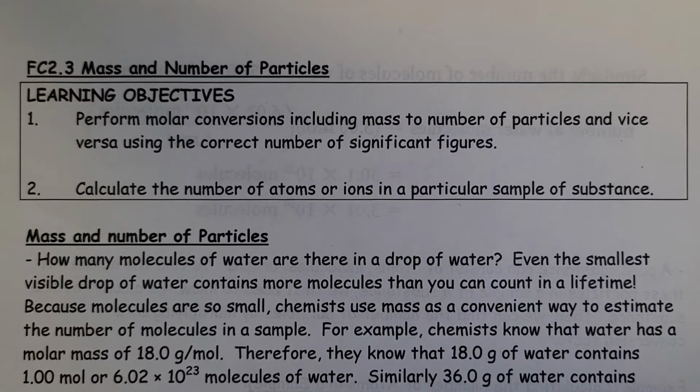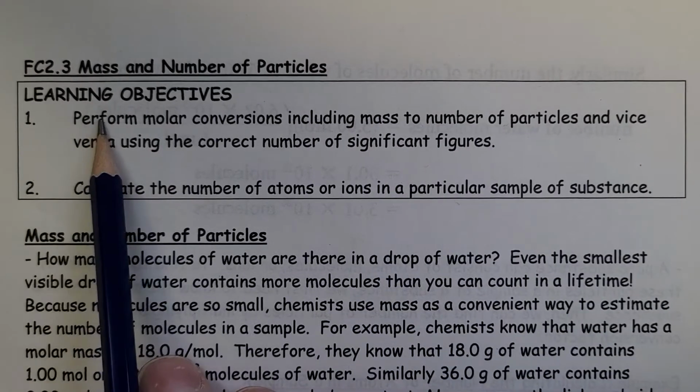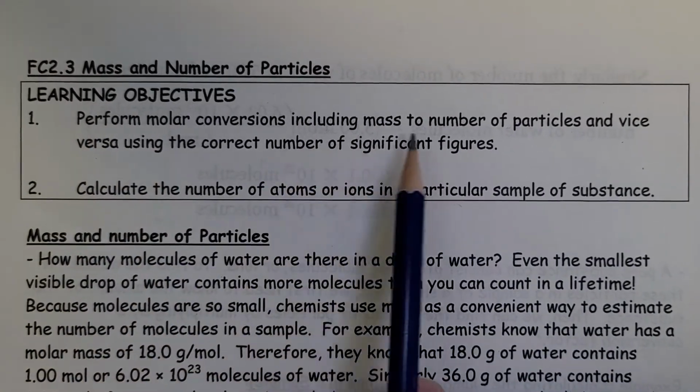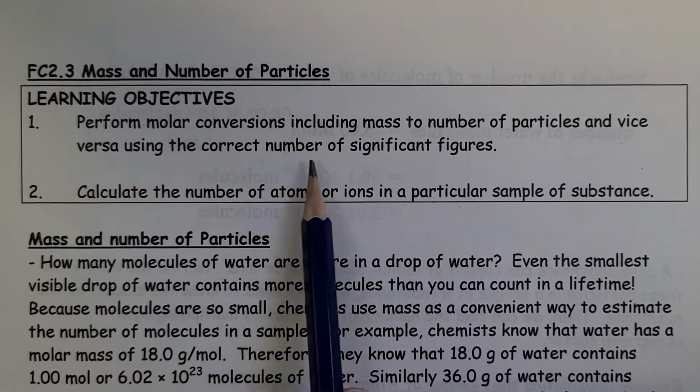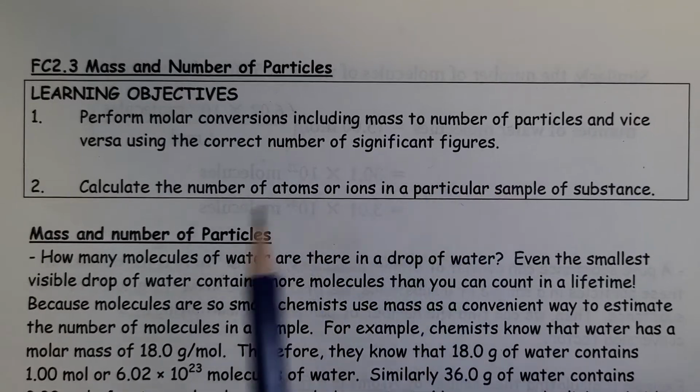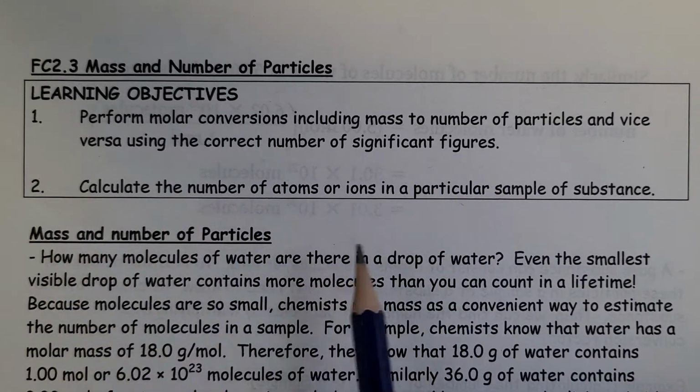So this is the FC2.3 mass and number of particles section. Here we'll look at performing molar conversions, including mass to number of particles, and vice versa, using the correct number of significant figures, and calculate the number of atoms or ions in a particular sample or substance.